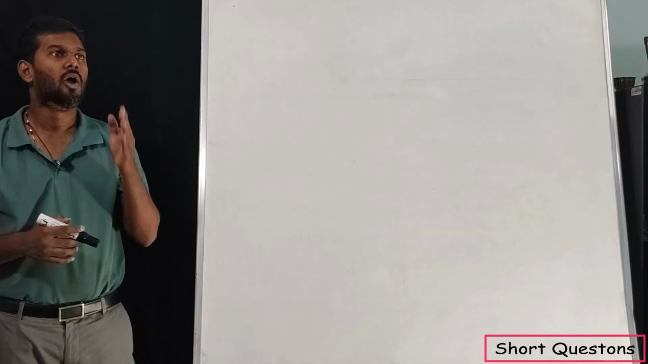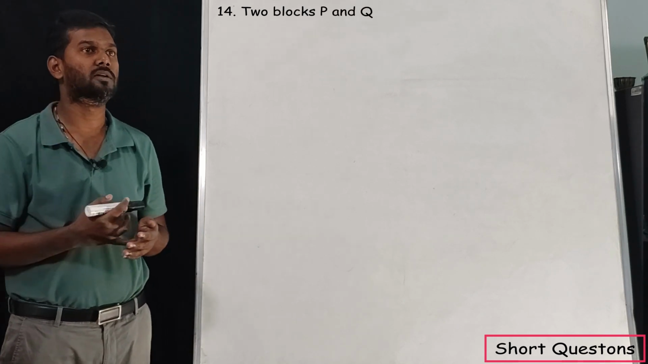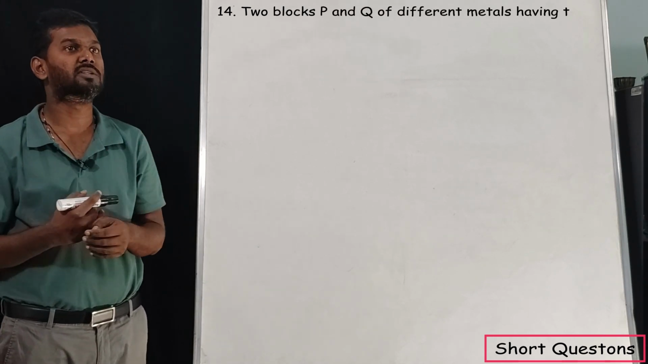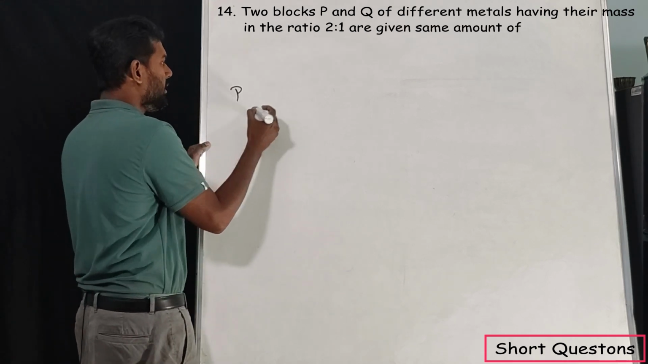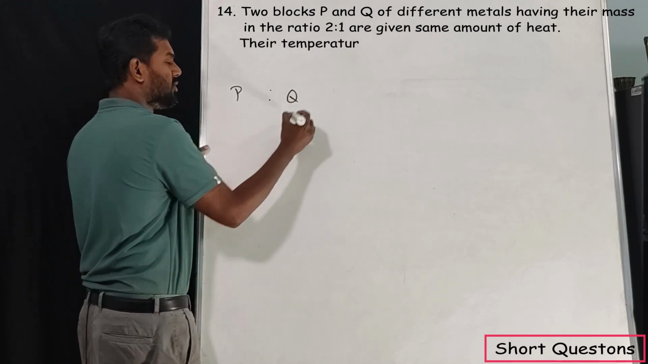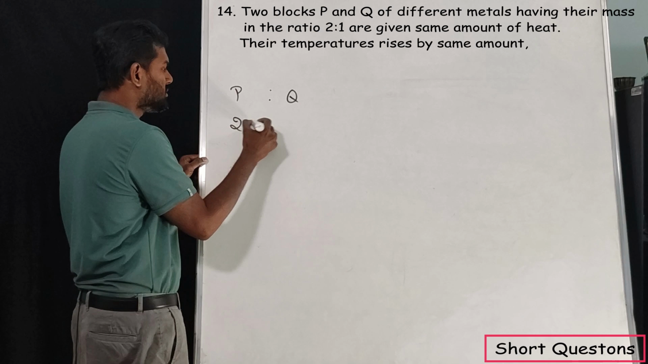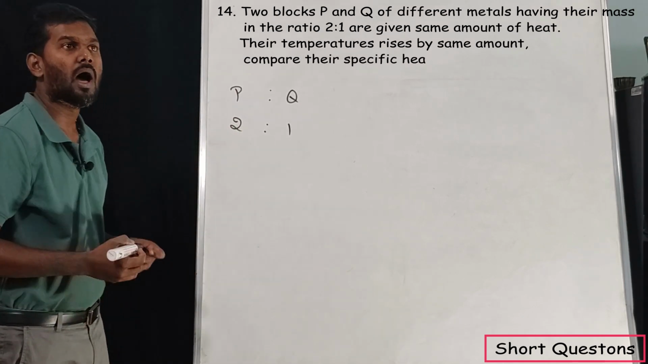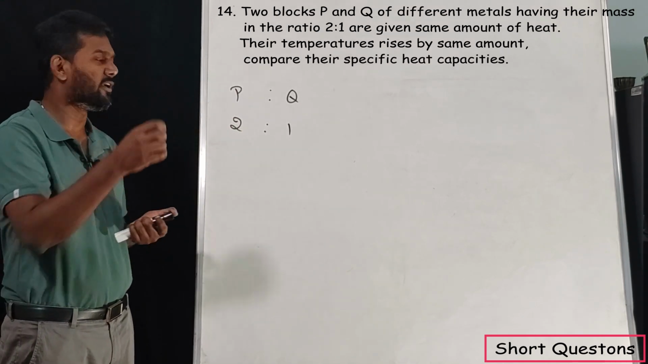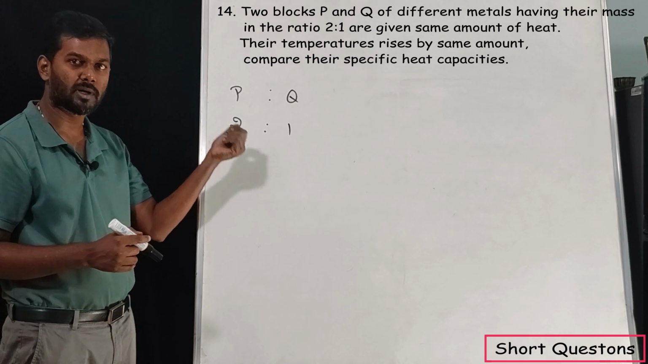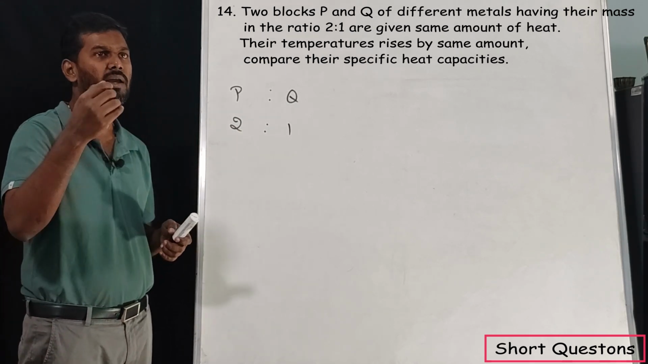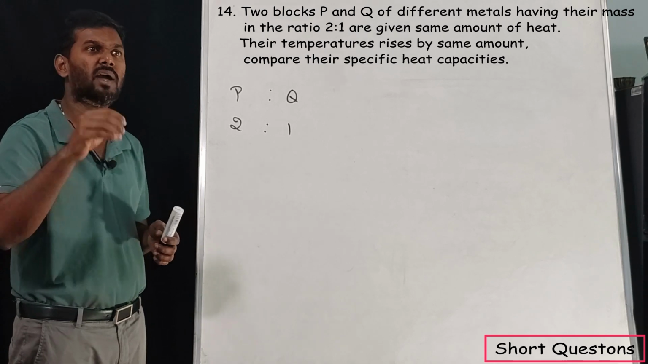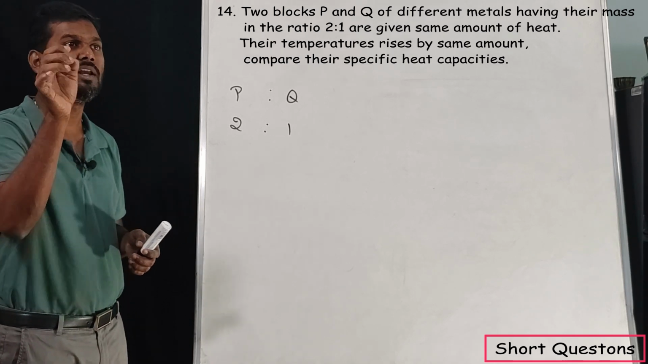Our next question: two blocks P and Q are of different metals having their mass in the ratio 2:1. So there are two blocks, P and Q. The mass ratio is 2:1. They are given the same amount of heat energy, and the temperature rises by the same amount. Compare their specific heat capacity.